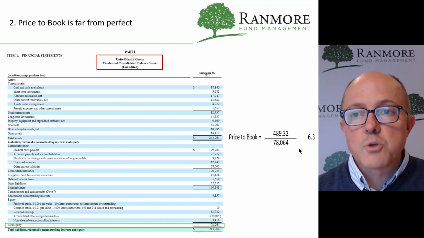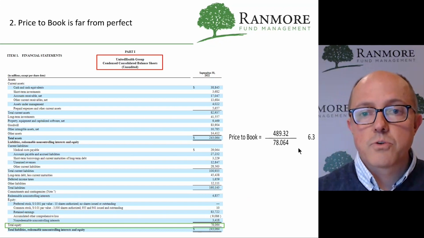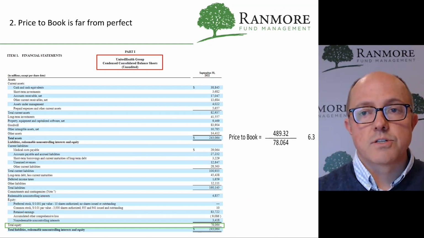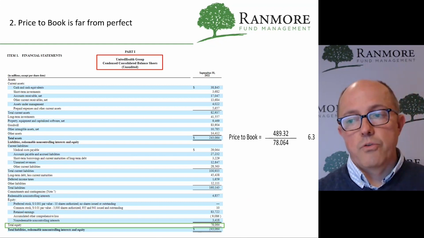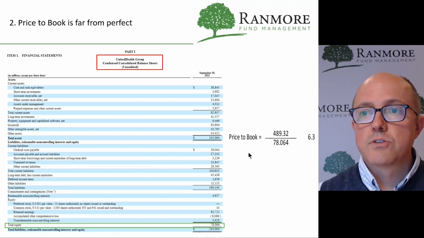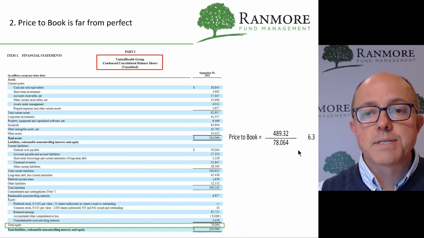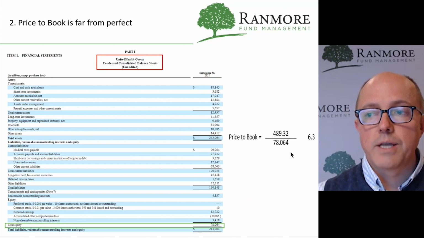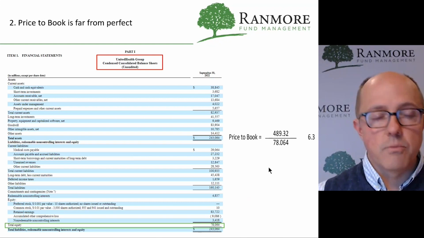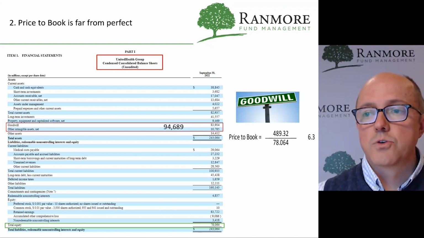Now, what is book value supposed to represent? It's supposed to represent what the company is worth if you shut up shop tomorrow. Okay, if you liquidated all your assets, sold all your assets, paid all your liabilities, what would shareholders be left with? And so anybody who's buying United Health is paying 6.3. Now, obviously, a business that is continuing to operate is worth more than liquidation value, but it gives you a rough sense as to what it is.